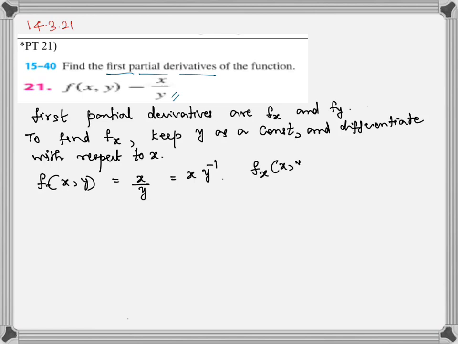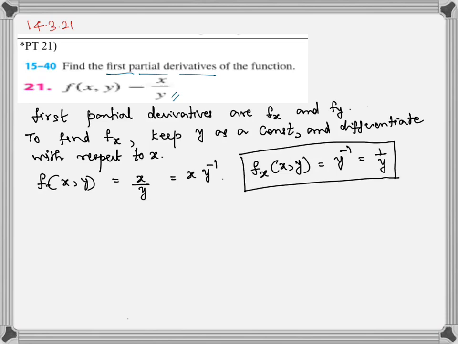So f of x y, partial derivative of f with respect to x would be, because we are treating y as a constant, just a constant times x. The derivative with respect to x would be just the constant. So y to the negative 1, which can be written as 1 over y.